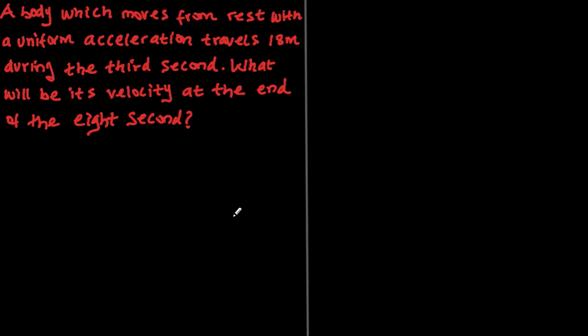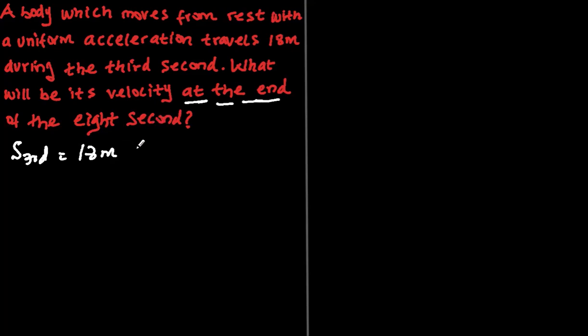So this will be the next question. Now, a body which moves from rest with a uniform acceleration travels 18 meters during the 3rd second. So that is what I told you. So in the 3rd second, the distance traveled is 18 meters. What will be its velocity at the end? So pay attention to this now. At the end, not during, at the end of the 8 seconds. So that means the 8 seconds is complete. So to do this, we need to first look for acceleration.